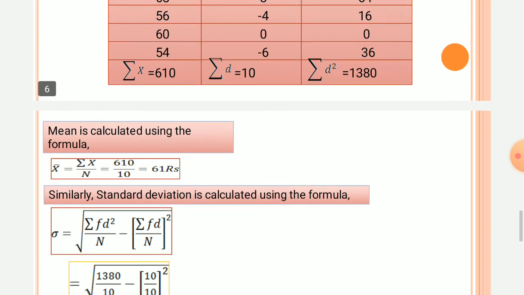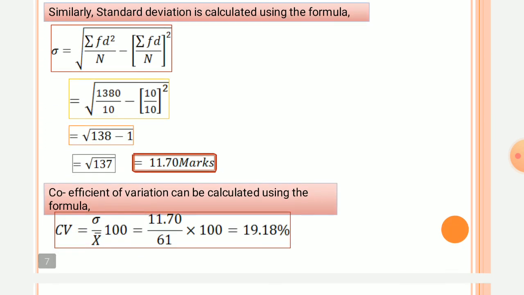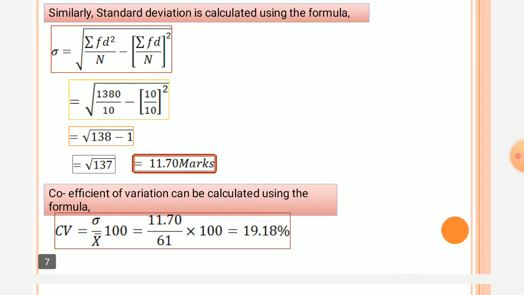So root of sigma d square 1380 by n 10 minus sigma d 10 by 10 whole square. So here sigma d is 10, therefore root of 138 minus 1, so therefore root of 137. The square root of 137 is 11.70 marks. This is the value of sigma.